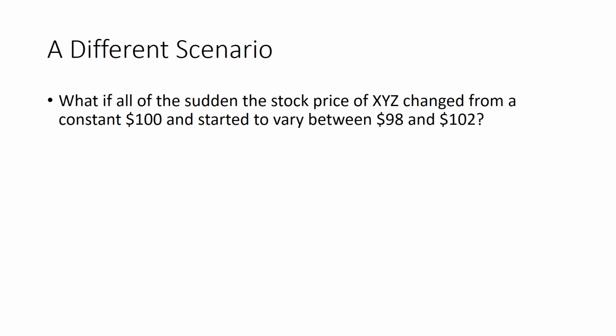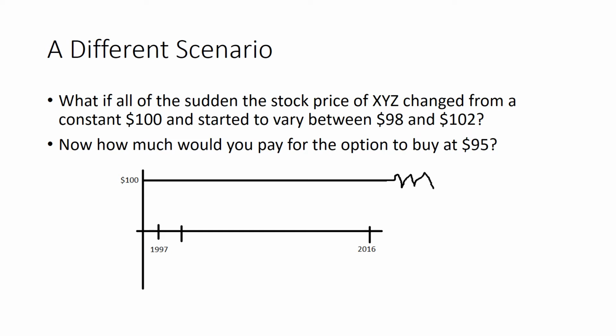Let's change the scenario a little bit. So let's say that all of a sudden the stock price of XYZ changed from a constant $100 and started to vary between $98 and $102. So now, how much are you willing to pay for the option to buy at $95? Sorry for my crude drawing here from Microsoft Paint. So remember, the stock is still currently at $100.